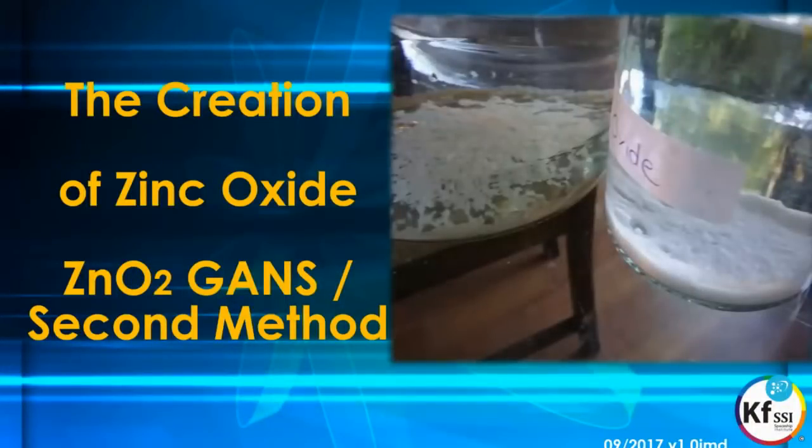Okay, so the next part, the last part, was the creation of the zinc oxide. And this is just also another method, because we introduced last week one method of making the zinc oxide GANs. So this is another way of doing it.